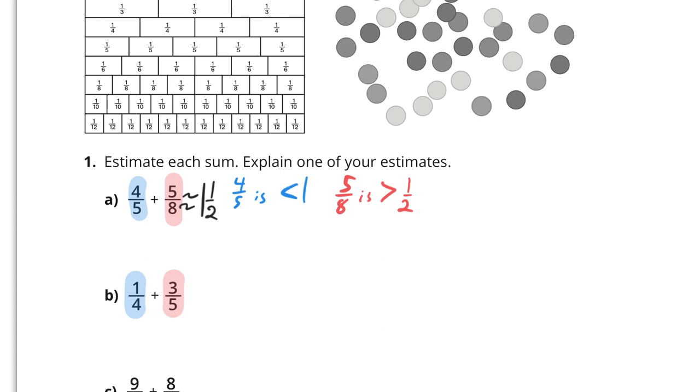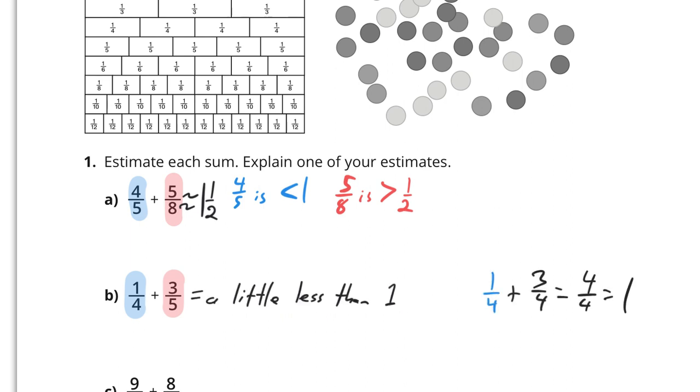So if 1/4 plus 3/4 is 4/4 or 1, then I can say that 1/4 and 3/5 is going to be less than 1, a little less than 1. So again, 1/4 and 3/5 is a little less than 1.